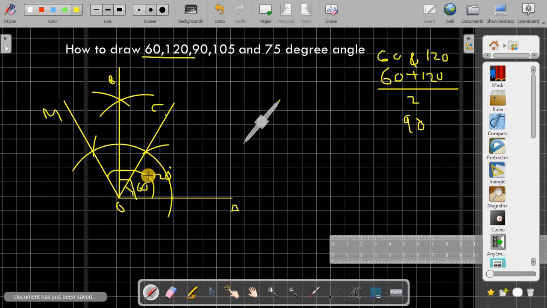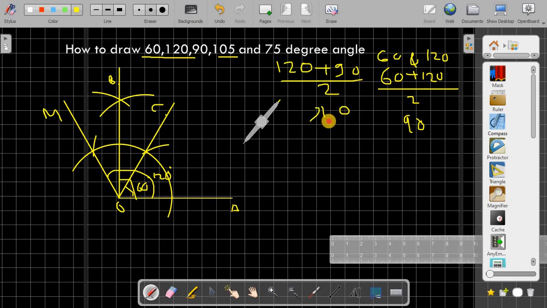So here I tell you, dear student, that 105 is greater than 90 and less than 120. So it is present in between these. Here I am writing 120 plus 90. So now I am focusing on 105. So you do the addition. So it is 105. So that angle is greater than 90 and less than 120, so it is present in between that.